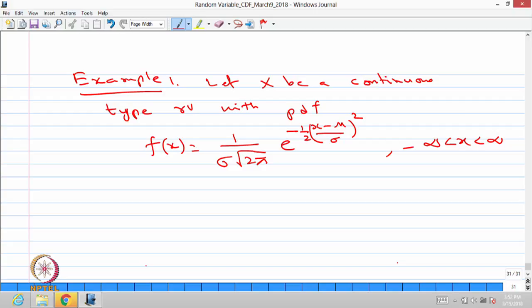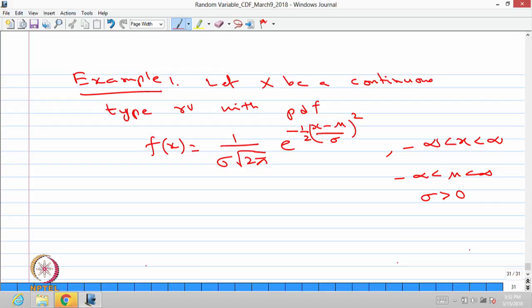Always the sigma and mu values are given. One can say the mu value lies between minus infinity to infinity, whereas the sigma quantity is always greater than 0. What is the meaning of mu and sigma? That also can be discussed.